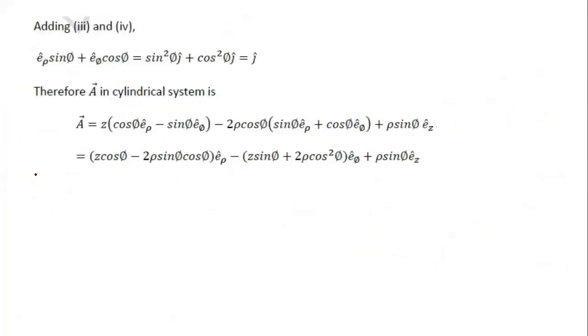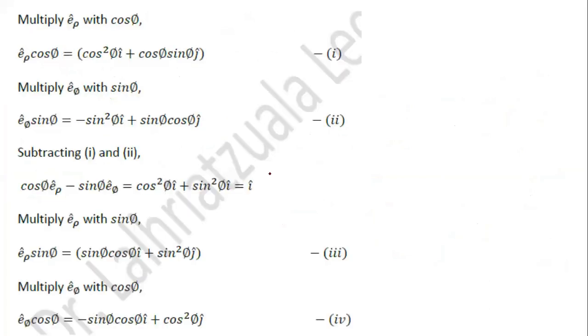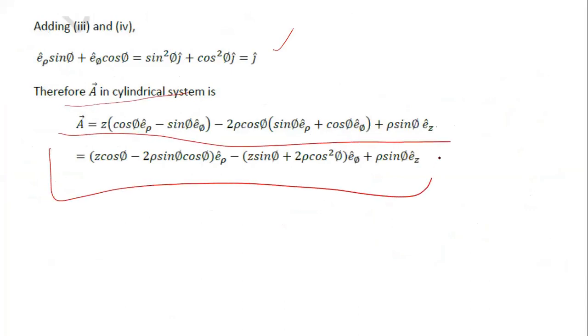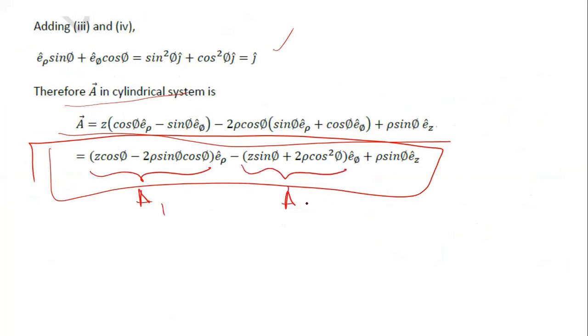So you put all these things. Like you can express your j cap, you can express your i cap, and then you just substitute here. So this is your vector A in terms of the cylindrical coordinate system. This is what we know as your A1, this is your A2, and this is your A3.